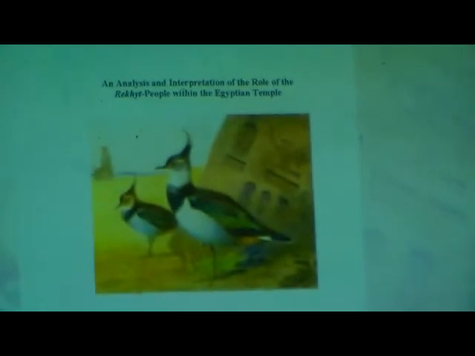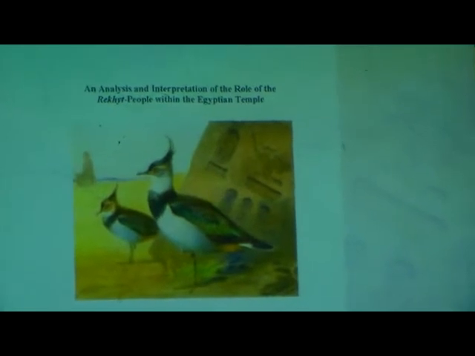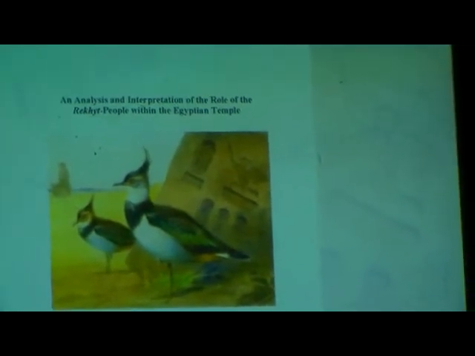So the talk that I'm going to do is entitled Popular Worship in Ancient Egypt, the rekhyt-rebus. This was the title that I gave a few days ago, but the lecture has actually changed a little bit. The second half will look specifically at the rekhyt-rebus. The first half will look specifically at who the rekhyt people were and how they are depicted. The topic itself is in my PhD thesis, which was entitled An Analysis and Interpretation of the Role of the rekhyt people within the Egyptian Temple, which I submitted in 2013 and completed and was approved in January of 2014.